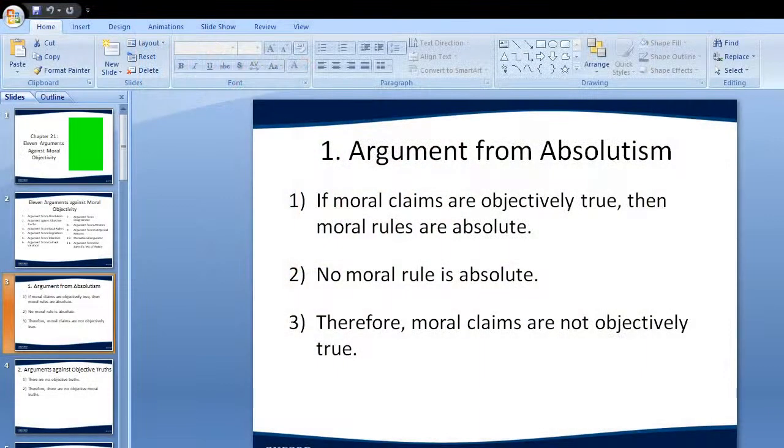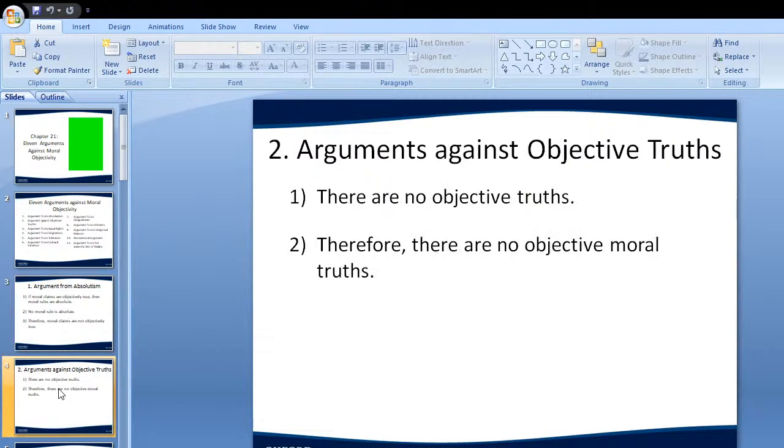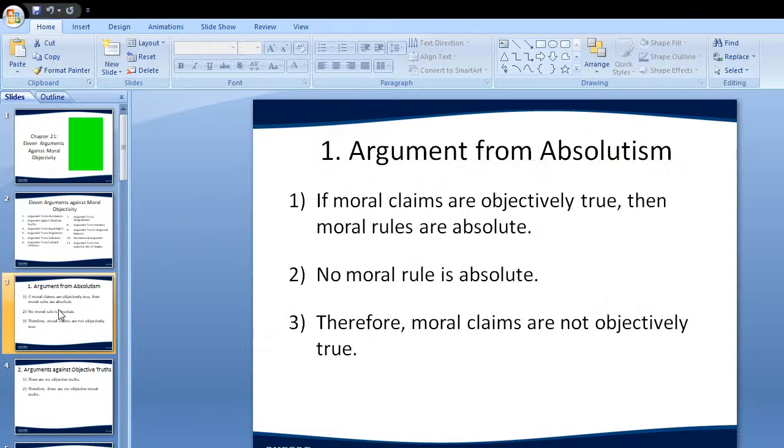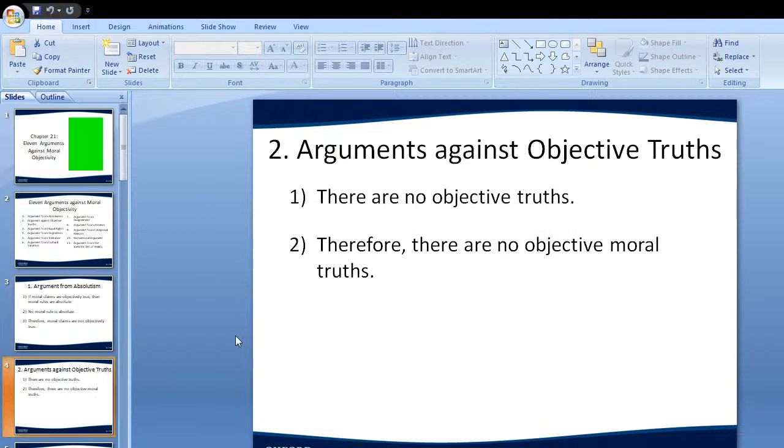So we are going to go back to the PowerPoint. Argument against objective truths. Now see how they ordered this? Okay, it's going to go from here to here. Arguments against objective truth. Well, this is a popular thought. I'm sure all of you have heard this one.